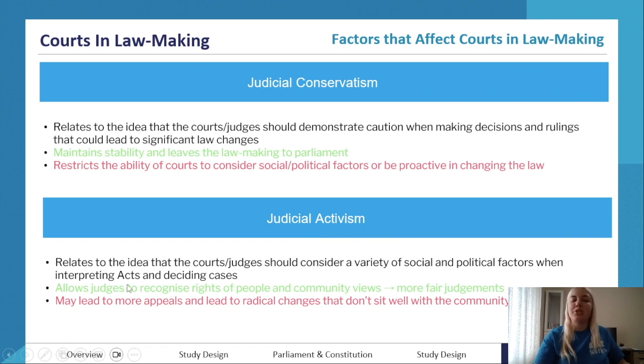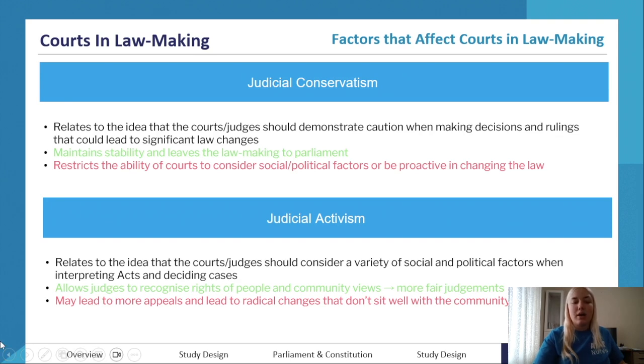Now, judicial activism is just the opposite. This relates to the idea that courts and judges should be considering a variety of factors when they interpret acts and decide cases, that they should be helping common law and new precedents to develop. And whenever there is an opportunity for statutory interpretation, they should take it and make the most of it.